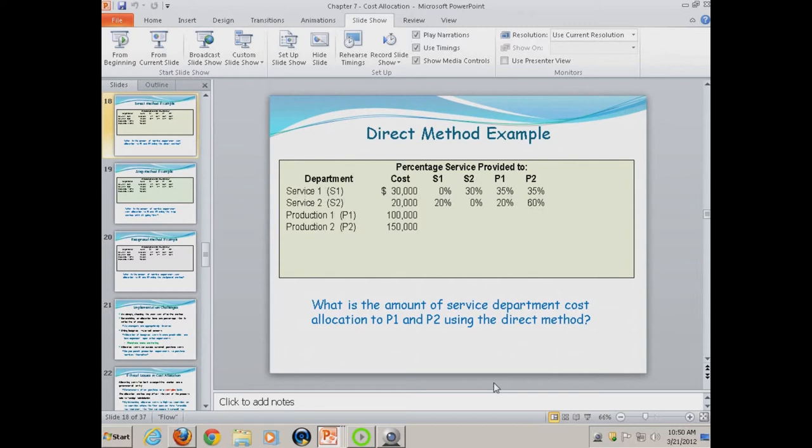So that's what we now need to allocate out here. And we keep the original percentages, we don't up them, because these numbers include the cross allocations. So what do we have for allocated to production departments 1 and 2 from S1 at 0.35? Can we do this?